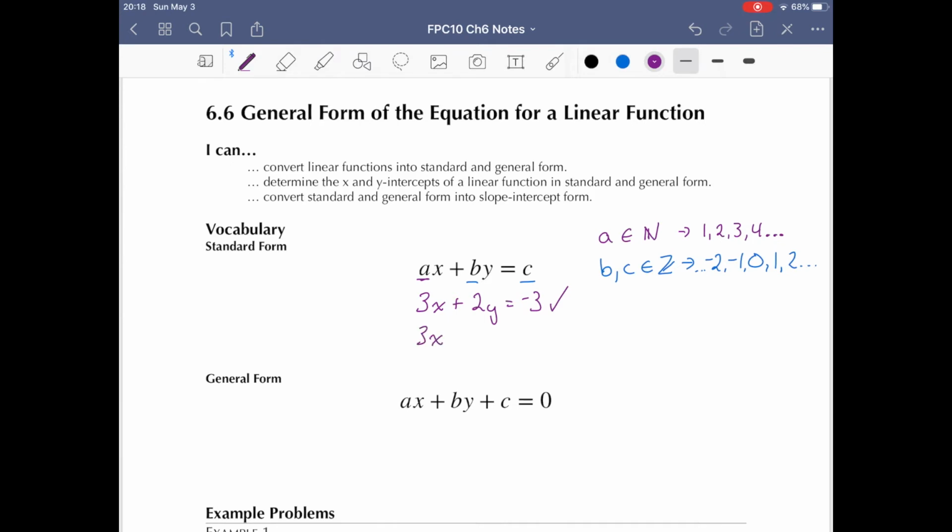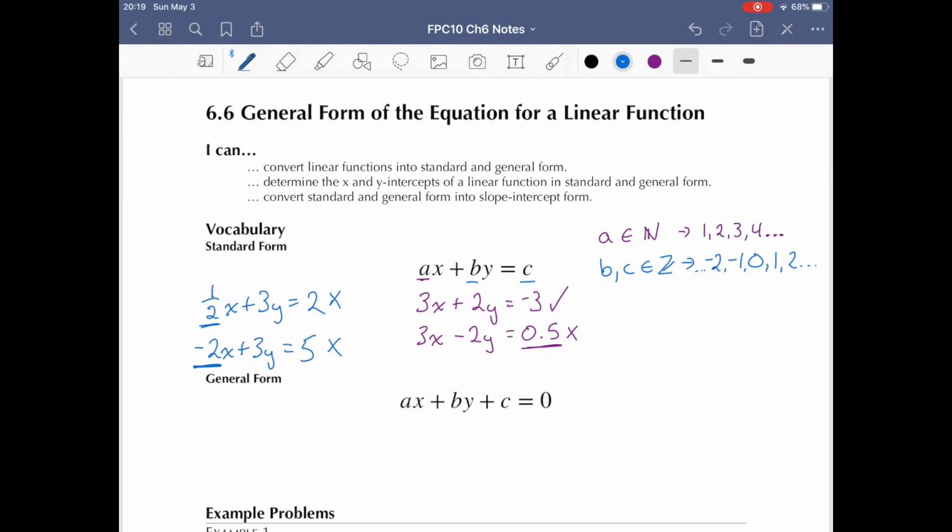3x minus 2y equals 0.5. X, not standard form, has a decimal in it. 1/2 x plus 3y equals 2. X, not standard form, has a fraction for x. -2x plus 3y equals 5. Cross, not standard form, has a -2 in front of it.